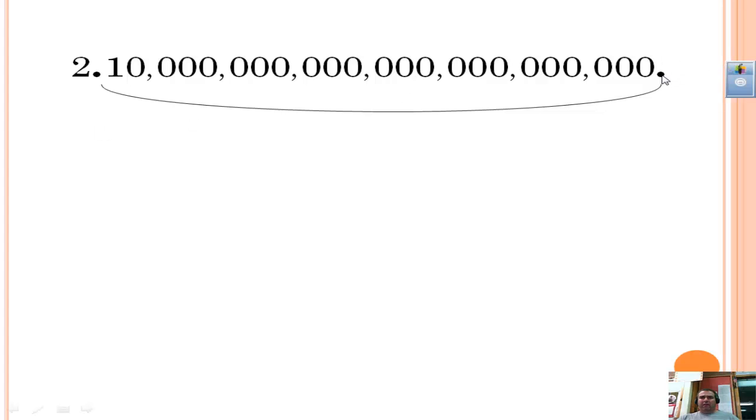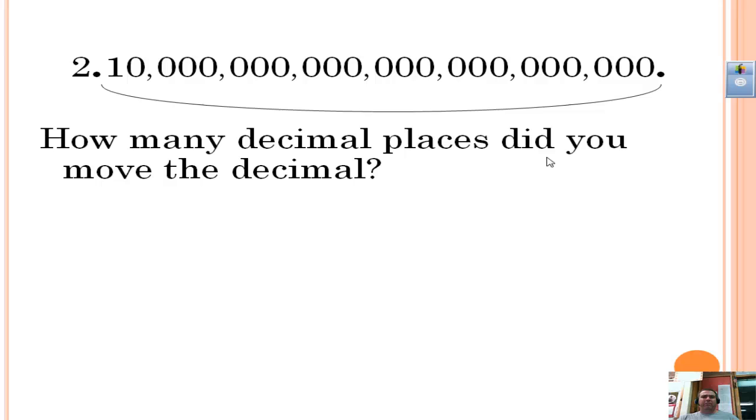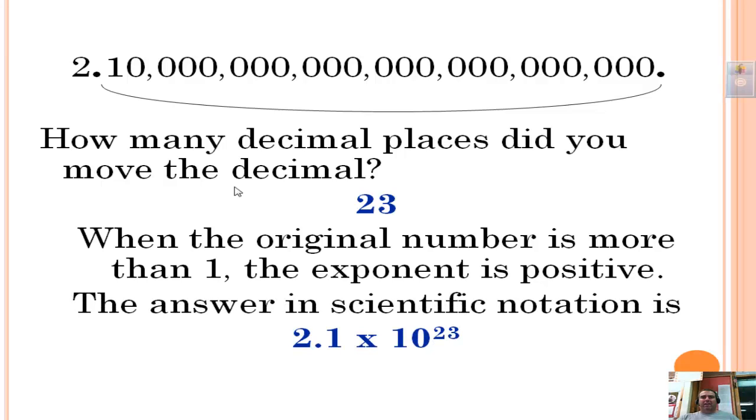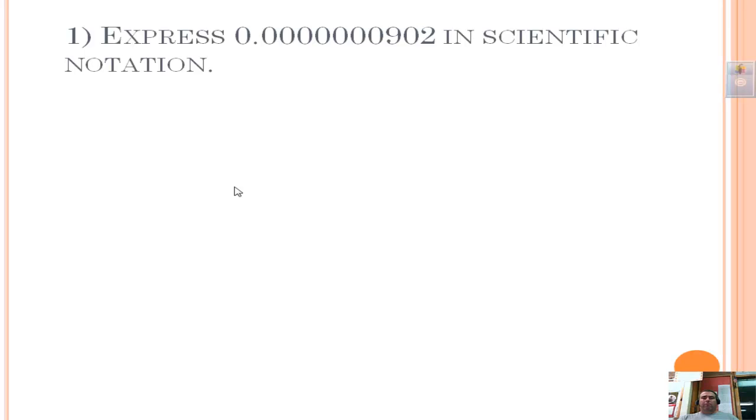So again, we're going to take that decimal and move it all the way over until it's 2.10, and then we're going to express it. It says, well, how many spaces did we move it? If you count up all of these zeros and how many spots we moved it to get between the 2 and the 1, you're going to find out that we moved it 23 spaces. Now it says when the original number is more than 1, that exponent is going to be a positive value. So the answer in scientific notation is going to be 2.1 times 10 to the 23rd. Again, that represents an extremely large number.